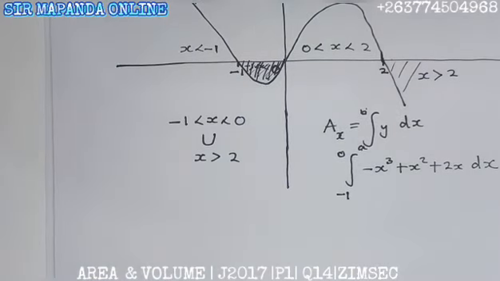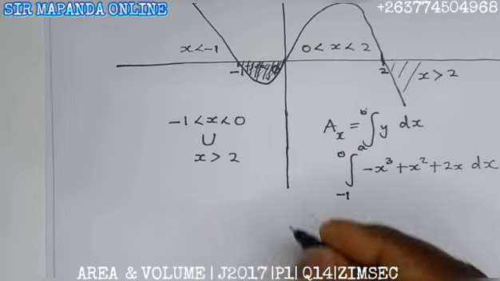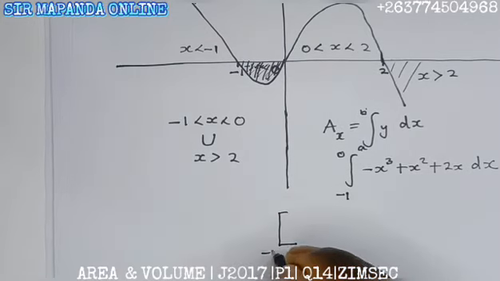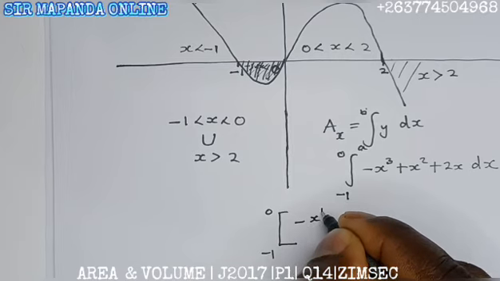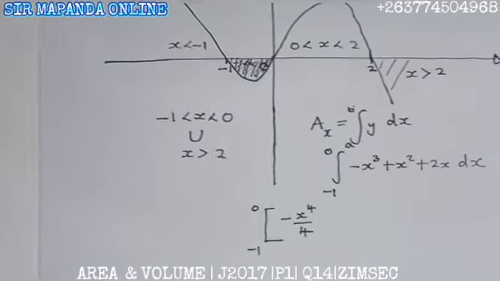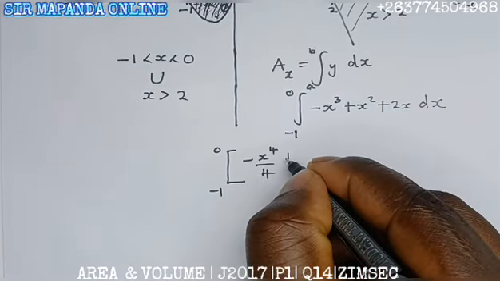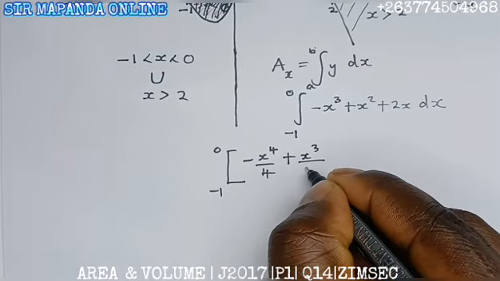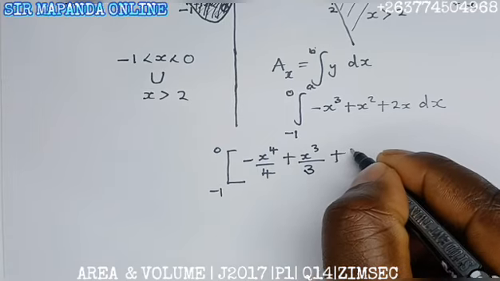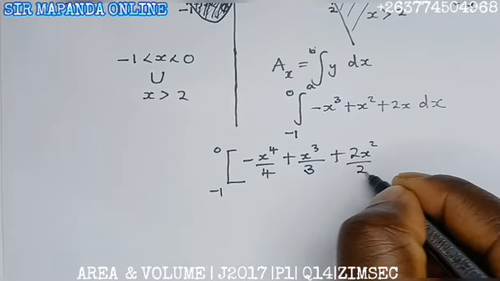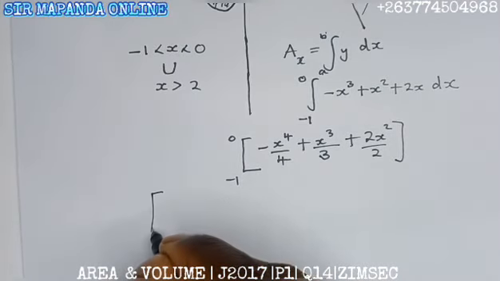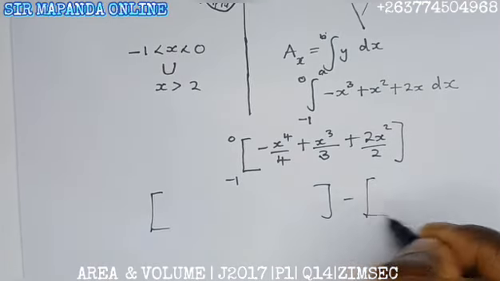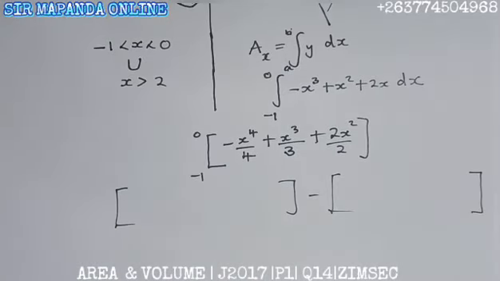Then you integrate. So remember, when integrating algebraic expressions of this kind, you add the power by 1, then you divide everything by the new power. So in this case, we are saying minus x to the power of 4 divided by 4. Adding 1 on 3, you get 4, plus x to the power of 3 divided by 3, plus 2x to the power of 2 divided by 2. Then you say bracket minus bracket. I hope you are following.